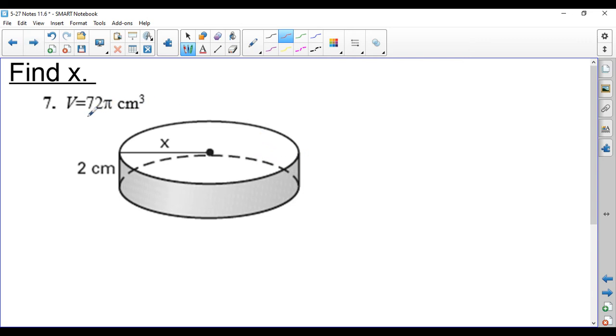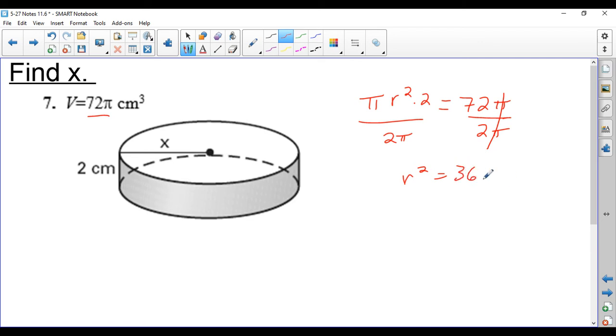Here, we're given the volume of a cylinder, and we need to find the radius. Volume of a cylinder is pi r squared times the height. And this volume is 72 pi. I'm going to divide both sides by 2 pi. You have to divide first, and I get r squared equals, the pi's cancel out, 72 divided by 2 is 36. When I take the square root, the radius is 6 centimeters.